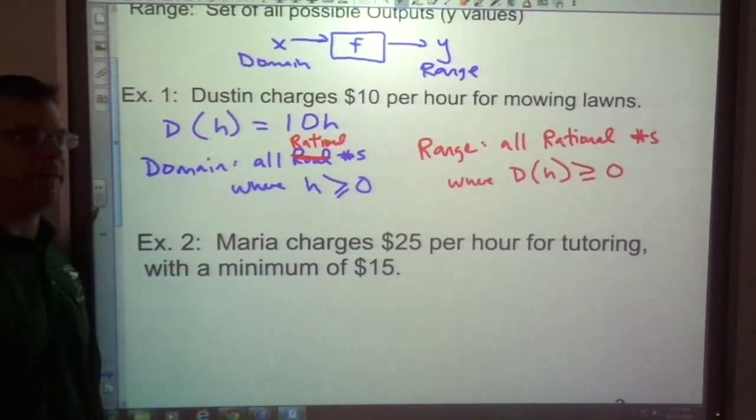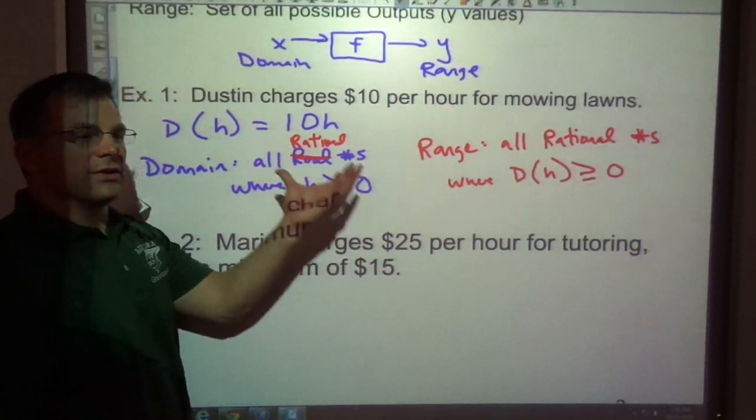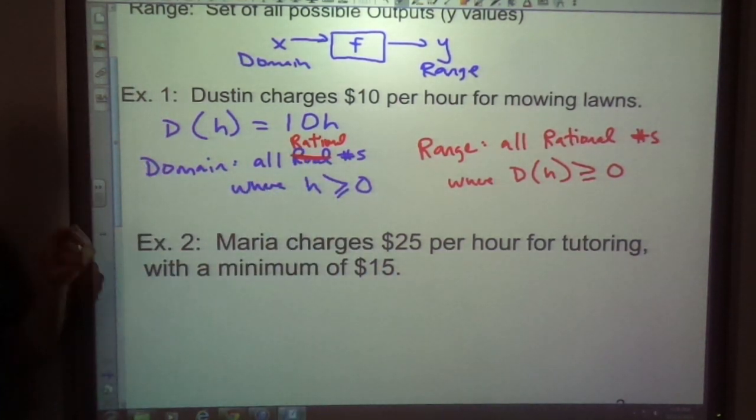So the domain is anything greater than or equal to 0. The range is anything greater than or equal to 0. This is a practical domain and range because it's involving a situation that makes sense.